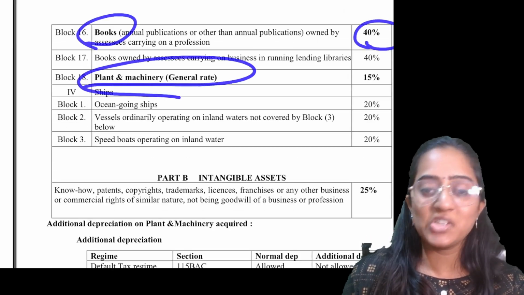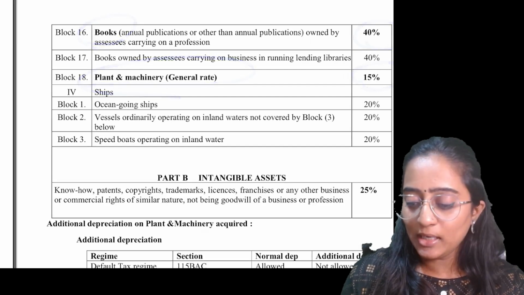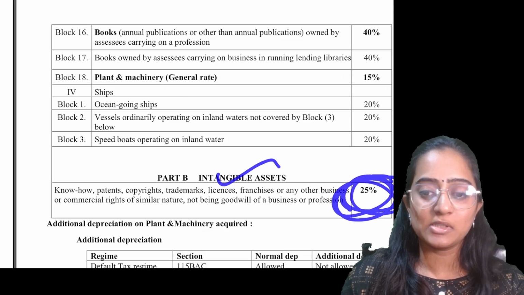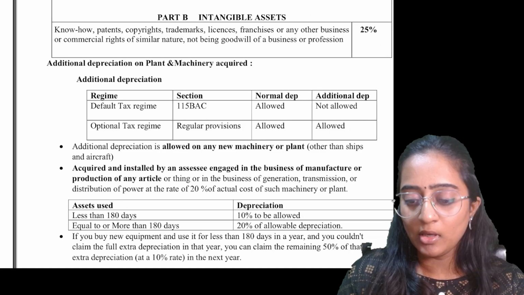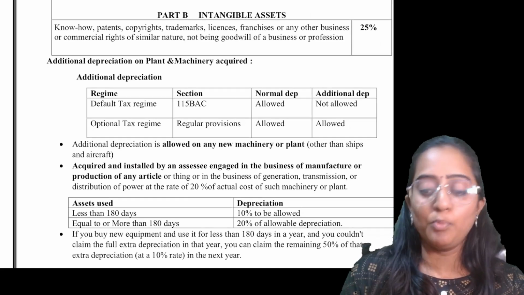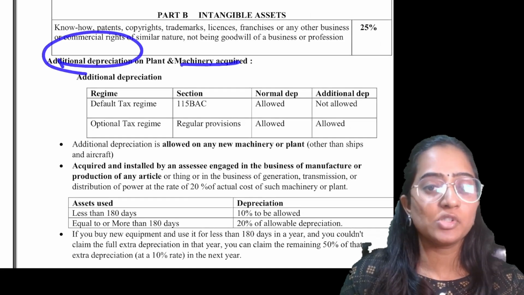Plant and machinery, which is general rate, would include 50%. And intangible assets would include 25% as your depreciation percentage. Clear? Now, the next concept, which is very, very important, is additional depreciation on plant and machinery acquired.